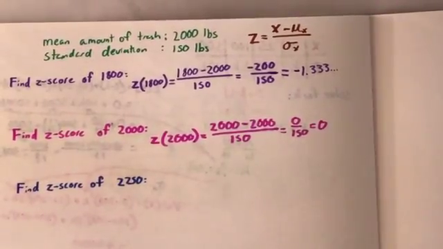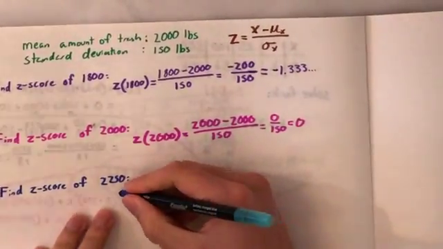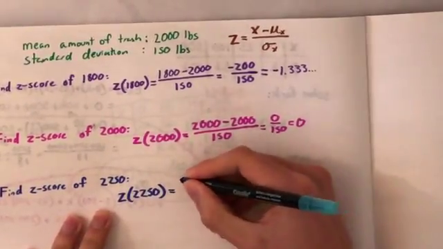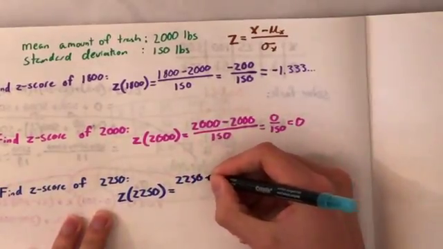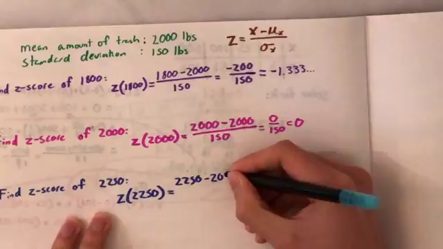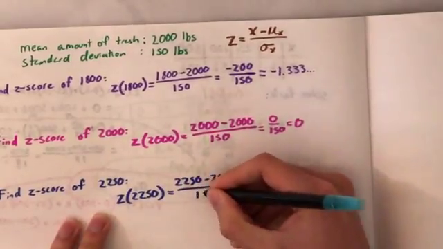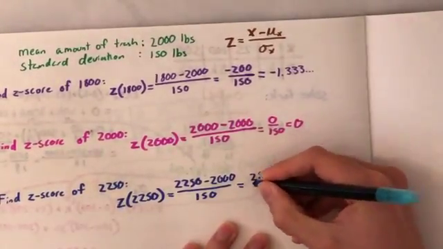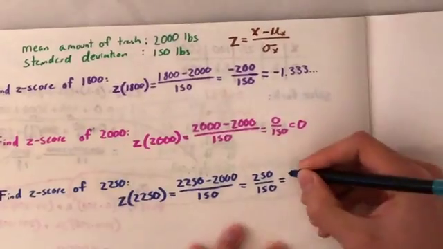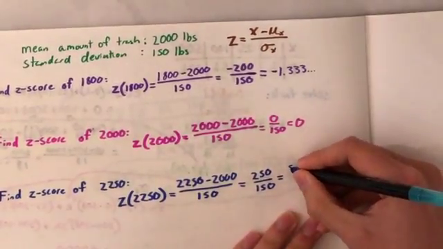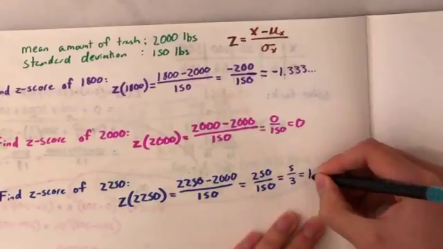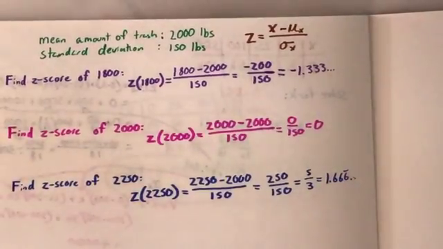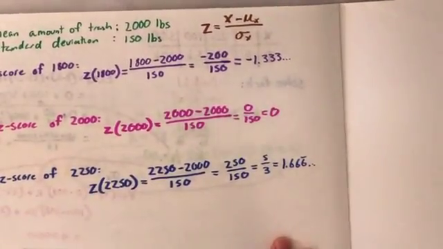Finally, our last one, you guys should have the process down by now, but if you don't, it's fine. Z of 2250 equals 2250 minus 2,000 over 150. If you do your math there, you get 250 on top, 150 still on the bottom. This is equal to 5/3, which is equal to 1.666, repeating. So that should be pretty straightforward. You guys should be able to recall that.